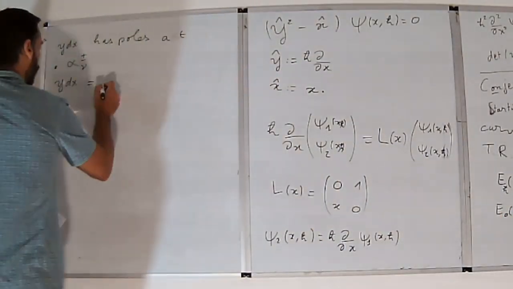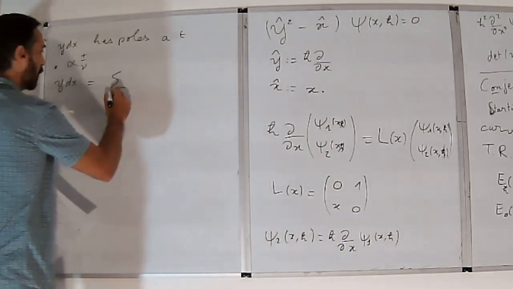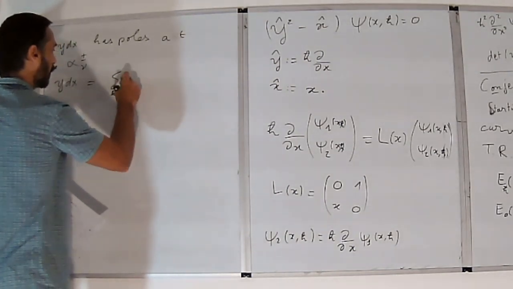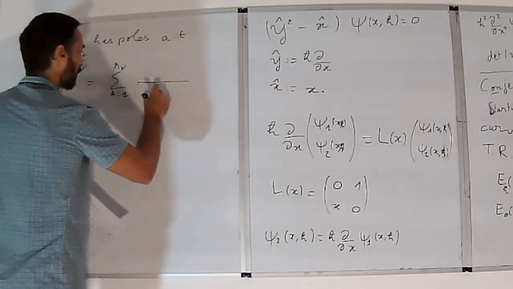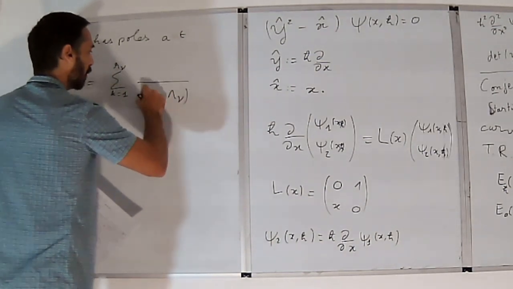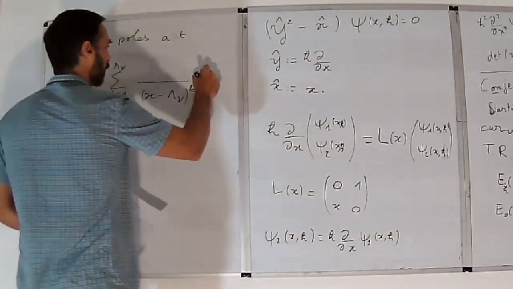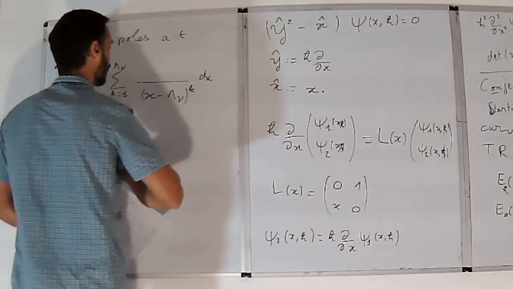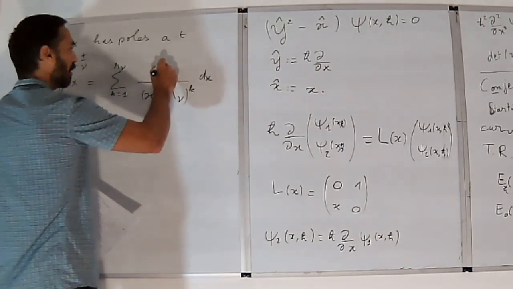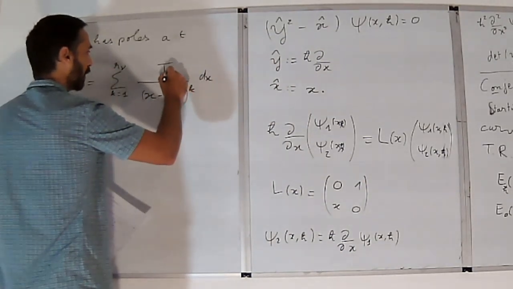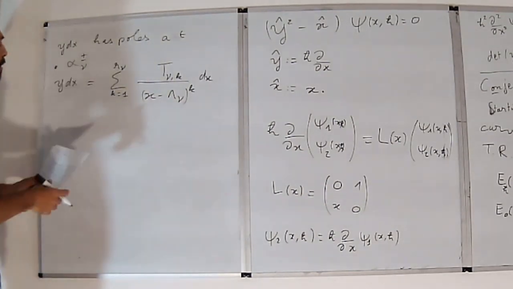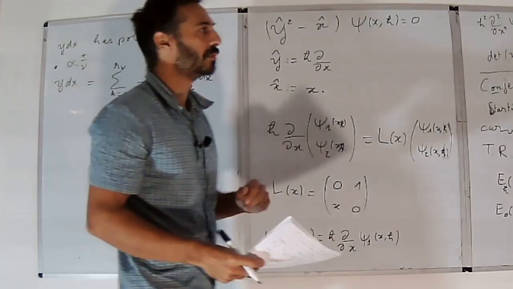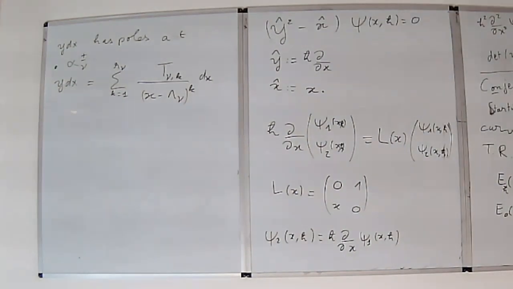Take the form sum k going from 1 to r nu, (x minus lambda nu) to the power k, dx. And here, the coefficient, I will call it t nu k. And alpha plus and alpha minus, they correspond to the value of y dx in the 2 different sheets of the cover.